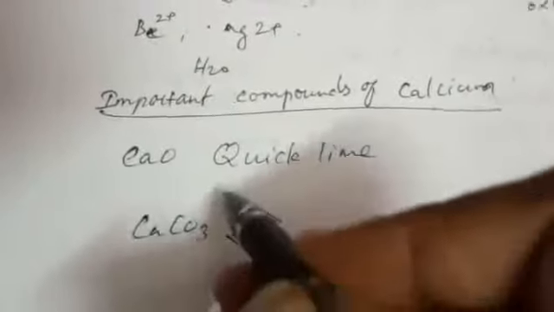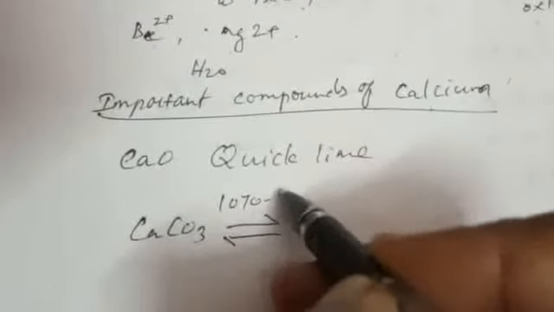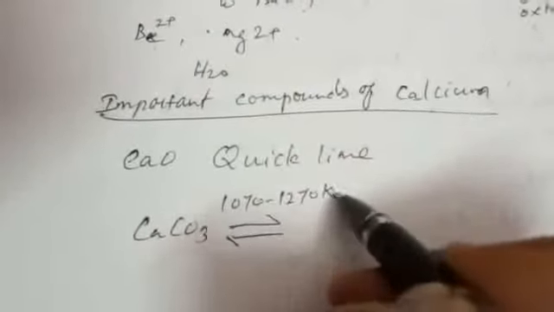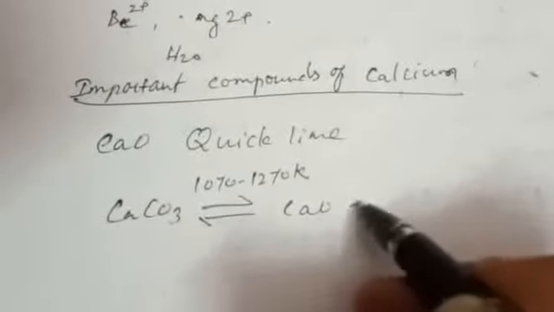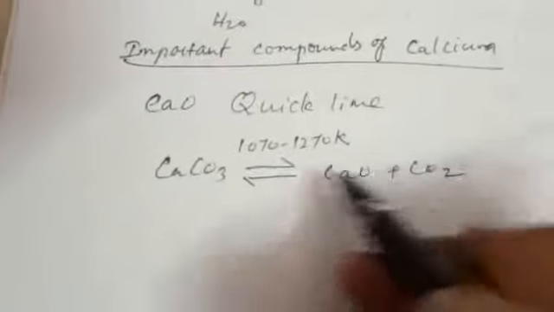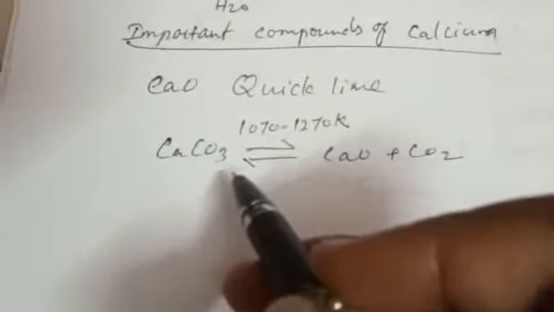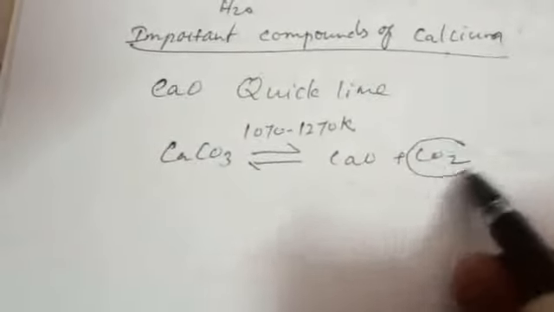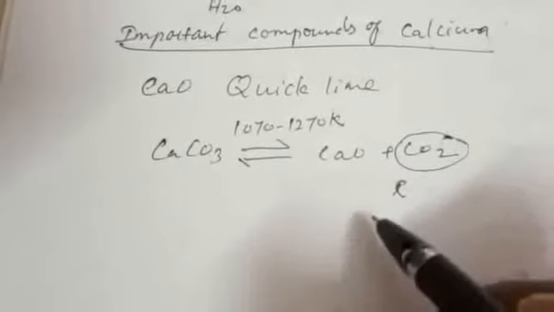Important compounds of calcium. First, preparation of CaO, calcium oxide. The common name is quicklime. Preparation: calcium carbonate is heated at around 1070 to 1270 Kelvin to give calcium oxide plus carbon dioxide released. The forward reaction is possible and the backward reaction is also possible. The reaction with carbon dioxide is reversible.